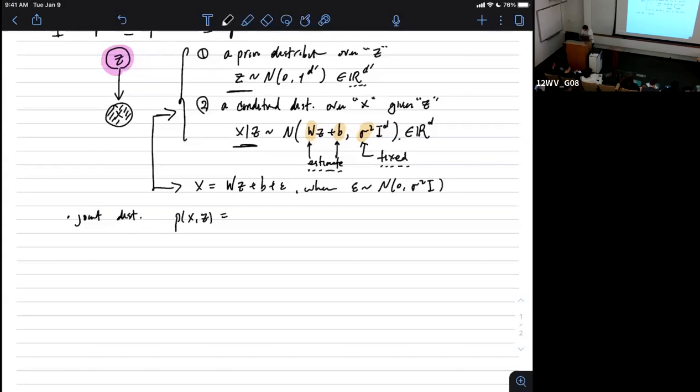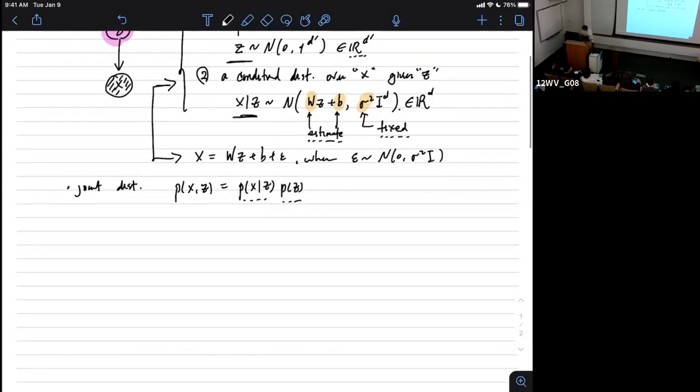And then this can be rewritten as P of X given Z, the conditional, times P of Z, the prior. And we already know what the prior and conditional are, so we can compute this joint distribution.